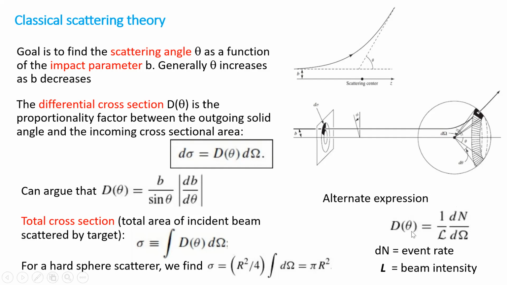And then to get the differential cross section, you have to normalize that by the beam intensity, because it makes sense. If you doubled or tripled the beam intensity, you would double or triple the event rate. So you normalize the event rate by the beam intensity, which is the number of incoming things being scattered per unit area per unit time. Okay, so that's classical scattering theory. So we've introduced the scattering angle, the impact parameter, the differential cross section, and the total cross section. And all of those will carry over into the quantum, which we'll look at now.